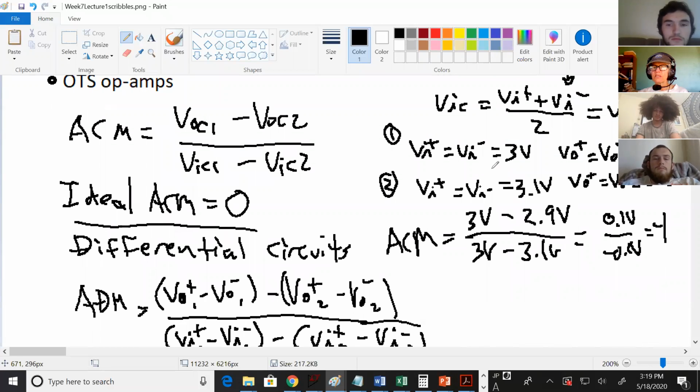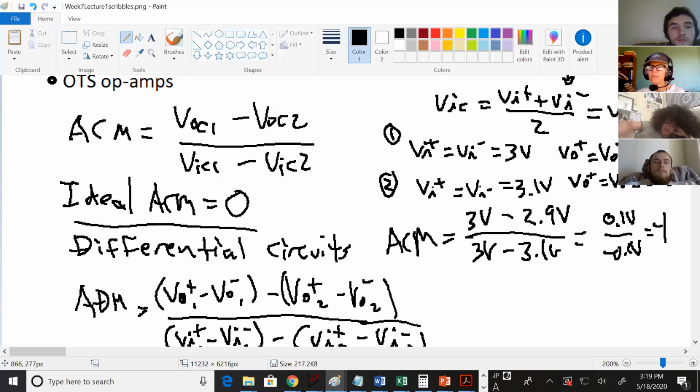This is an example where we start out with VI plus equals VI minus equal to 3 volts. And that will give us some value of V out. I just randomly picked 3 volts. This has nothing to do with any numbers I gave you or anything else. Okay. And then if you change the VI plus equal to VI minus to 3.1 volts, V out, both plus and minus, will move together because both sides are identical now, and you might get a new value.